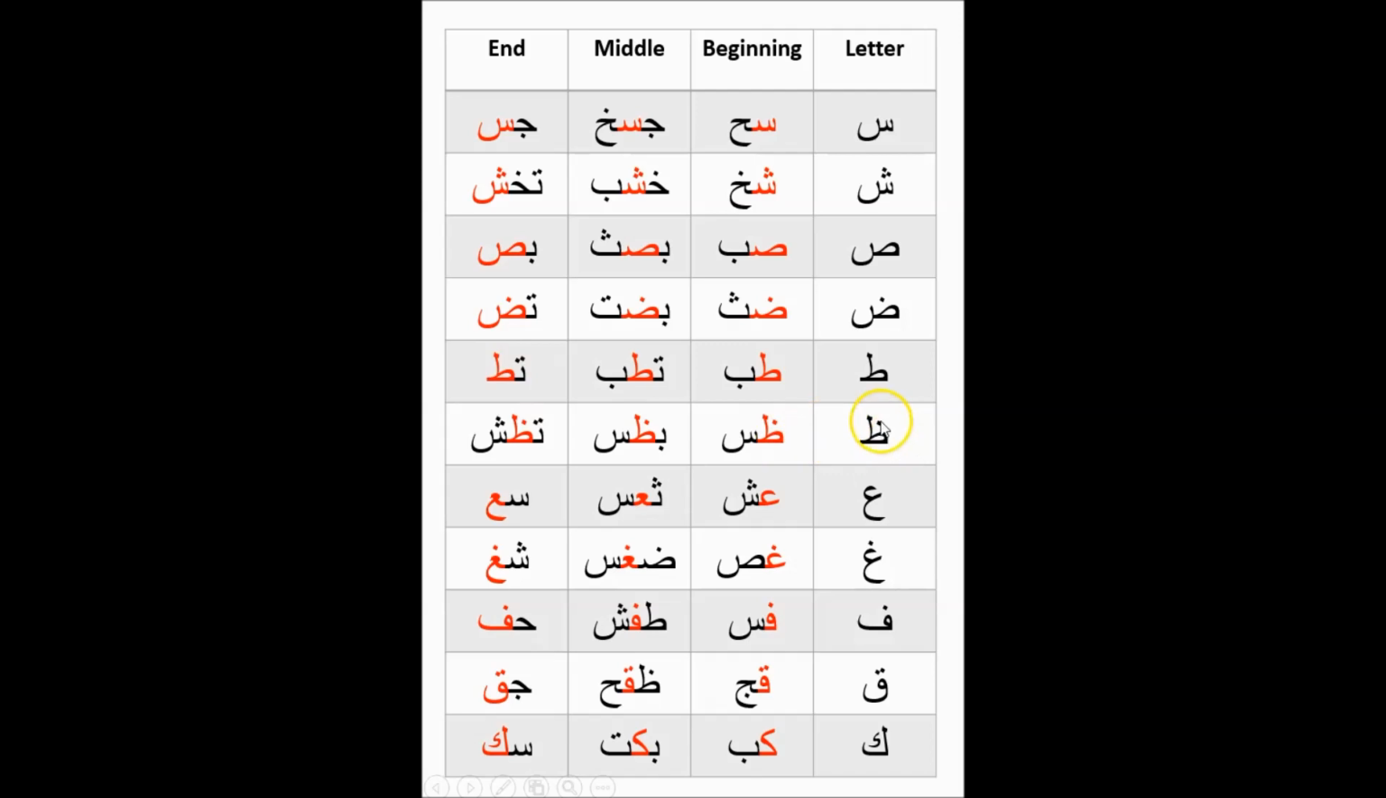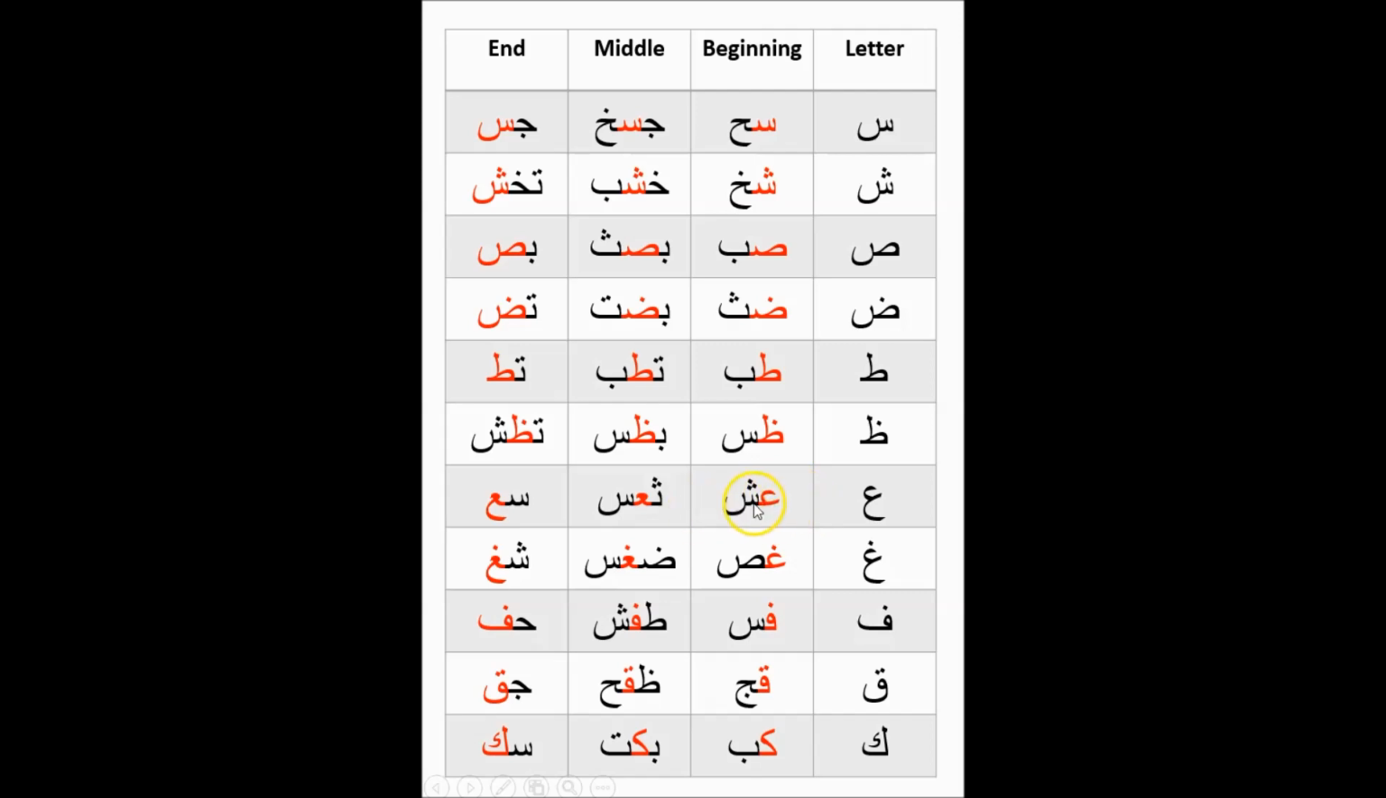Za, the difference is this dot differentiating it from the Ta. It connects to that which is in the beginning. It also connects to that which is in the middle. And here, it takes the original form. Inshallah, I'll be changing this. This is something that you notice as you go along.